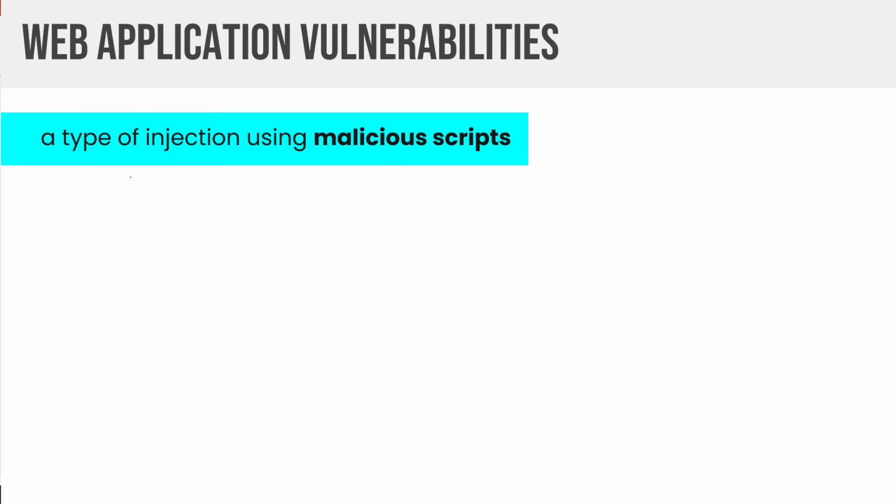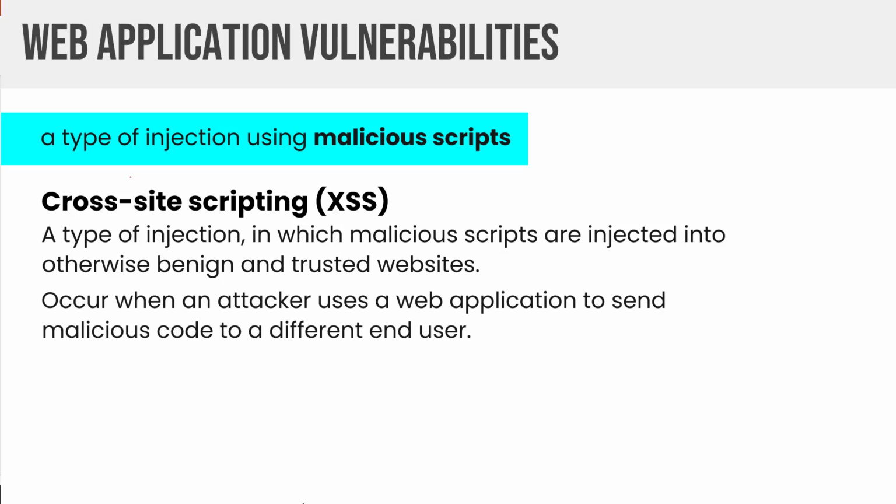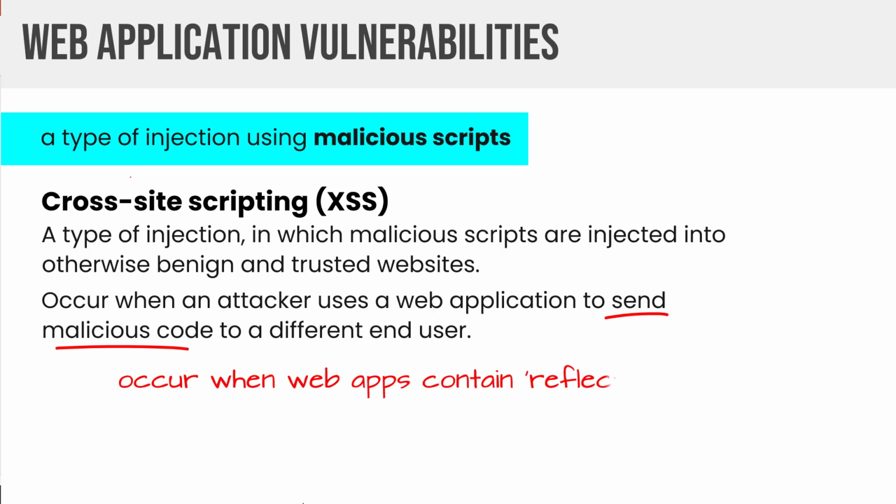So a type of injection that uses malicious scripts is called a cross-site scripting attack. It injects scripts into otherwise benign and trusted websites. This occurs when an attacker uses a web application to send malicious code to a different end user. It occurs when web apps contain reflected input, meaning it's reflected back to the user as though it's normal and legitimate content.